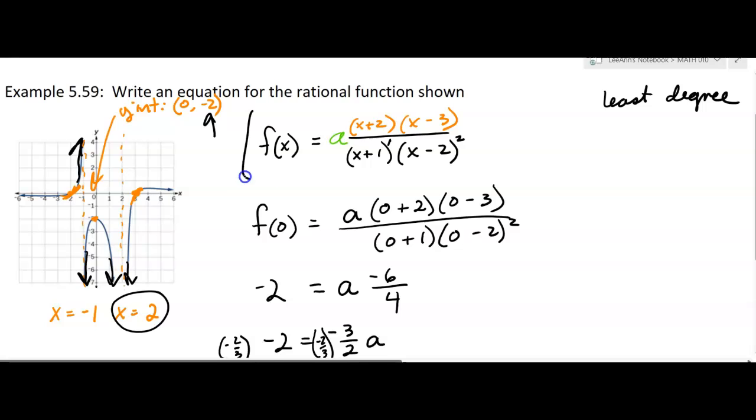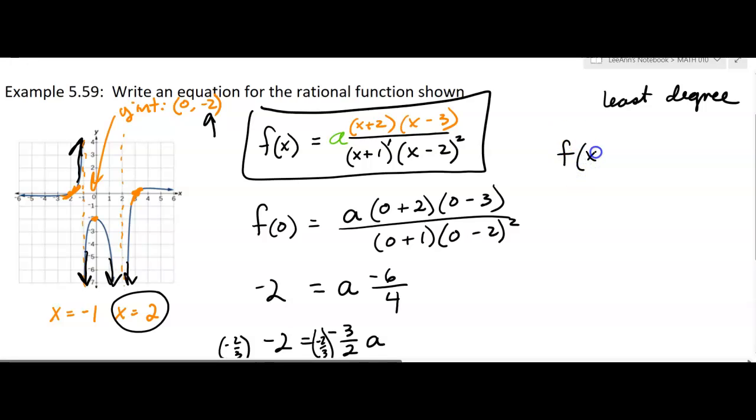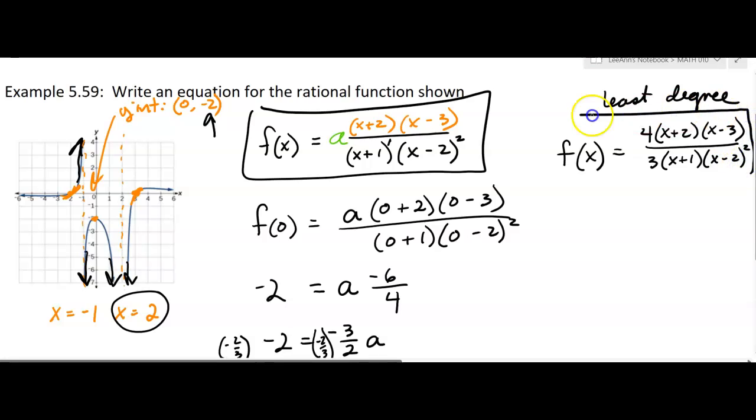Now here's how we're going to write that. So I'm taking this, which had everything but the a. So I'm going to put f of x, and you remember that a was 4/3. So what we're going to do is we're just going to put the 4 in the numerator. And we'll put the 3 in the denominator. And so that's our rational function.